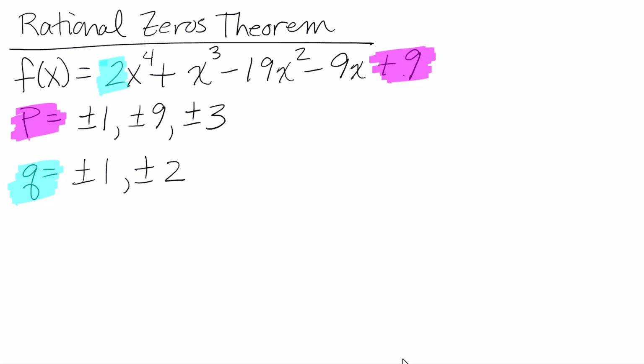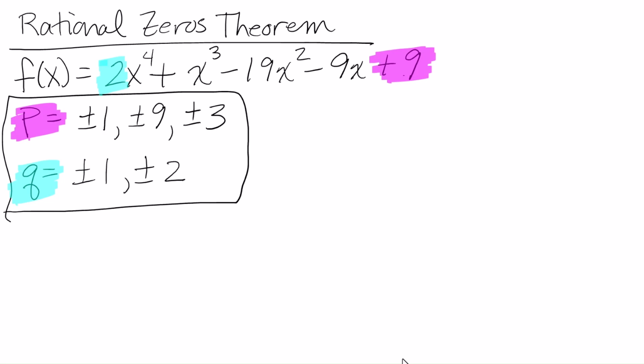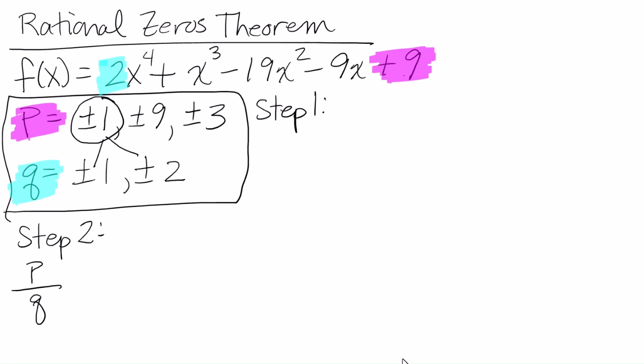Now, the next step after you make your list for your P and your Q, step 2 is P over Q. This is where you create another list of all possible combinations of your list from P over your list from Q. I like to start with the first number in P and put it over each number in Q.